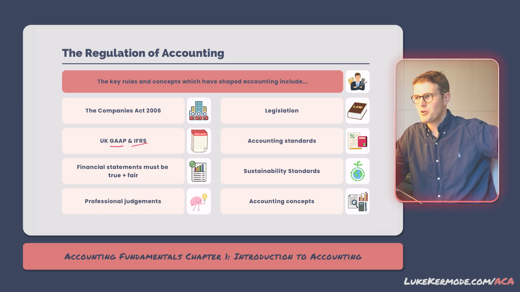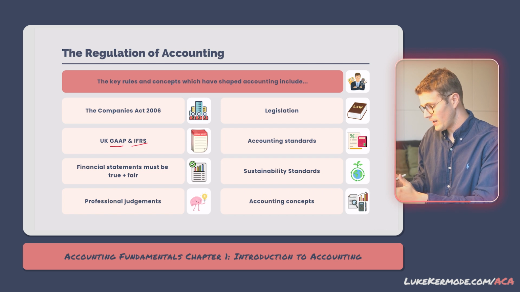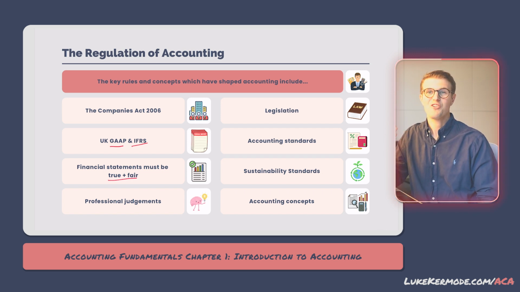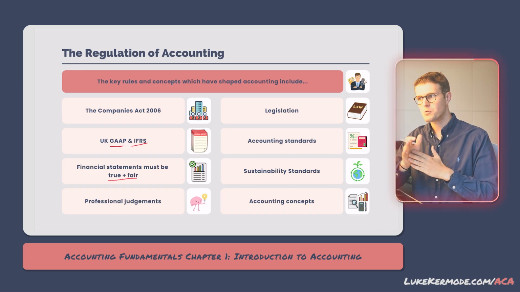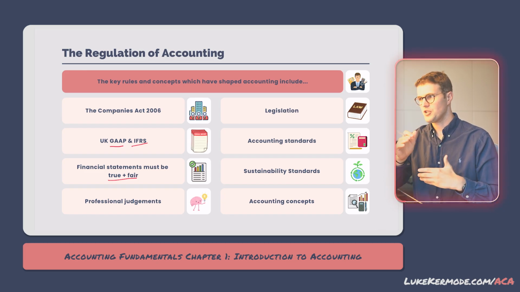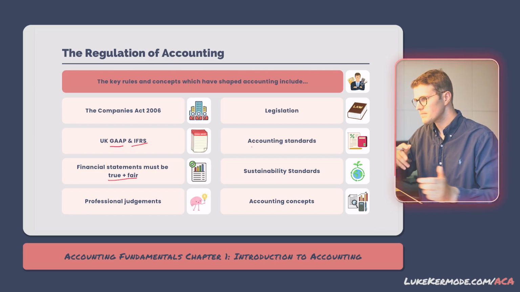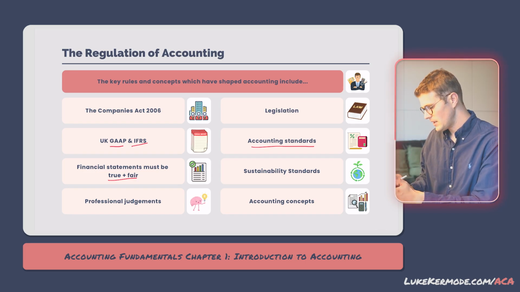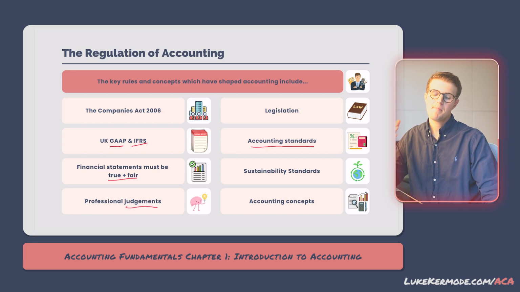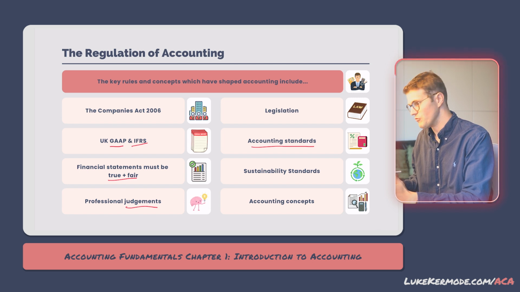One fundamental accounting principle is the idea of showing a true and fair view, ensuring that the financial statements give an accurate picture of the business's financial position and performance. And accounting is also shaped by accounting concepts such as accruals, going concern, and consistency, as well as by the use of judgment, where the rules require interpretation and flexibility. And increasingly, businesses are expected to share information on their ESG impacts alongside their financial results.